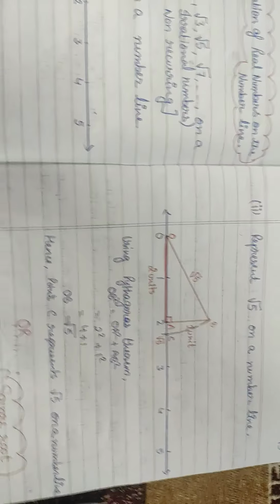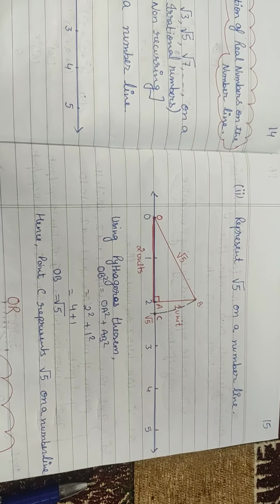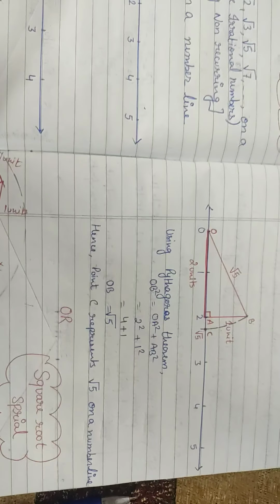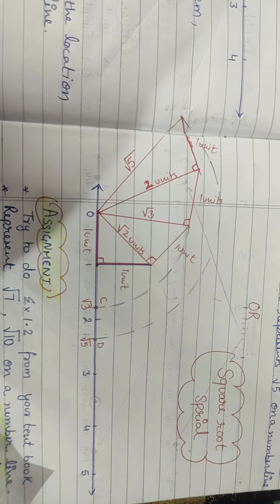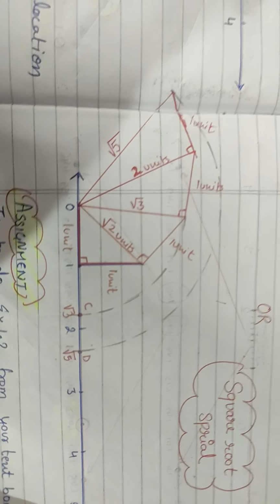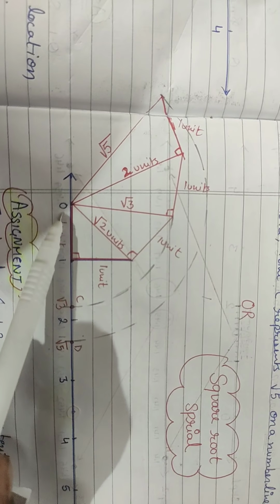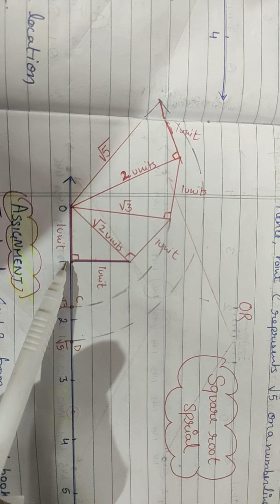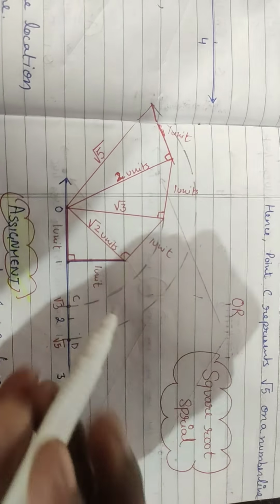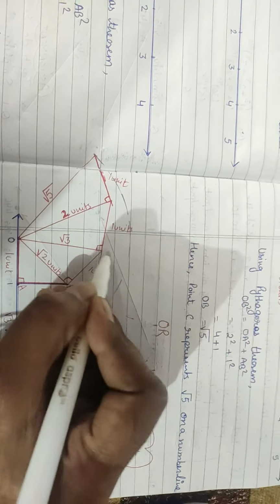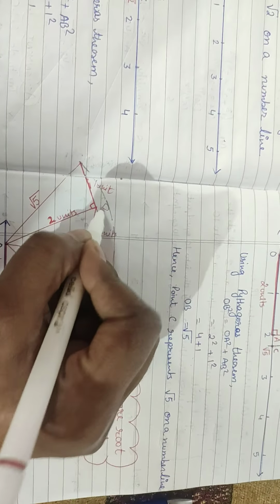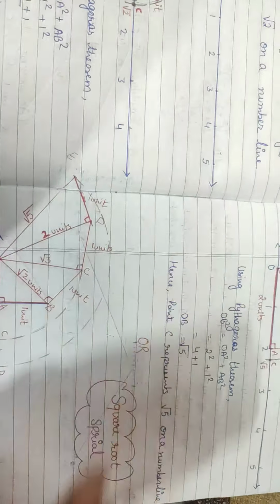Here I have one more way to represent this root 5 on a number line. You can see it by using this square root spiral. Here you can observe, I took a base unit of only 1 unit, in the same manner that I took in the first example. Let it be A, B, C, D and this as E.